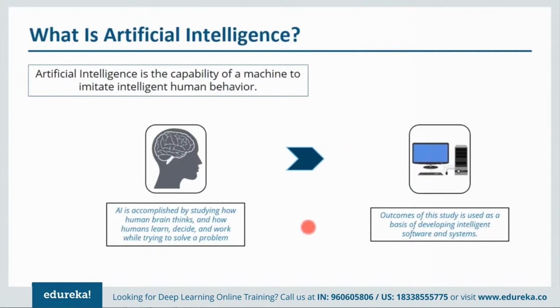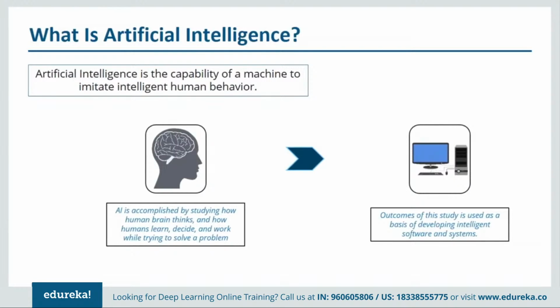Now, what happens in artificial intelligence? Artificial intelligence is accomplished by studying how the human brain thinks and how it learns, decides and works while trying to solve a problem. Then we use the outcome of this study as the basis of development of intelligent software and systems. So our major goal is to have systems or software that can imitate human behavior: the way they think, the way they decide, the way they solve a problem. In that similar fashion, we want our machines to do that. So this is basically artificial intelligence in a nutshell.